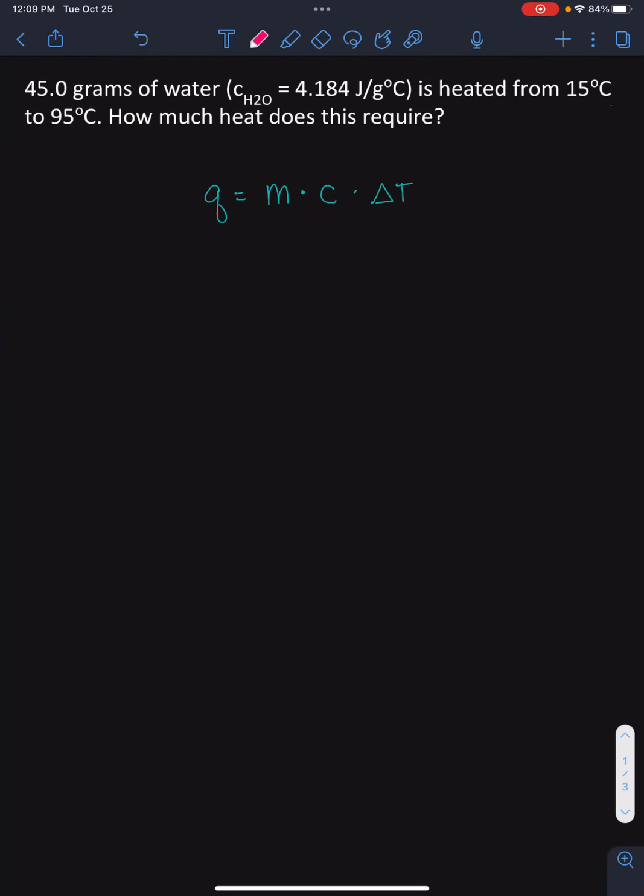So when you're looking at this equation, Q is heat, which is what we are trying to find in this problem. M is mass. C is specific heat, which is just a constant that depends on the substance that is being heated. And delta T is the change in temperature.